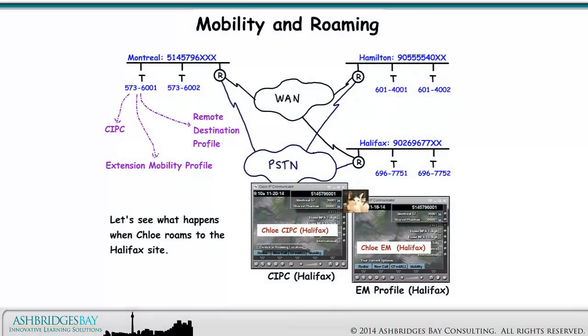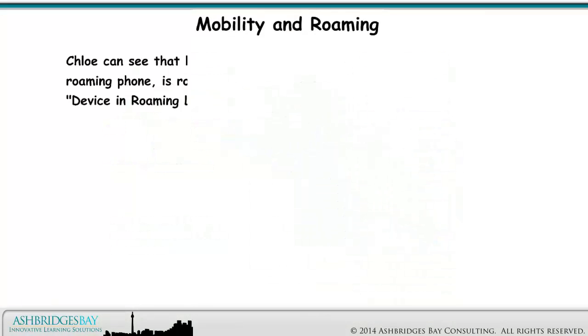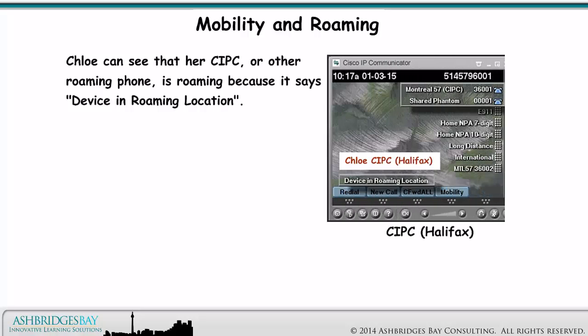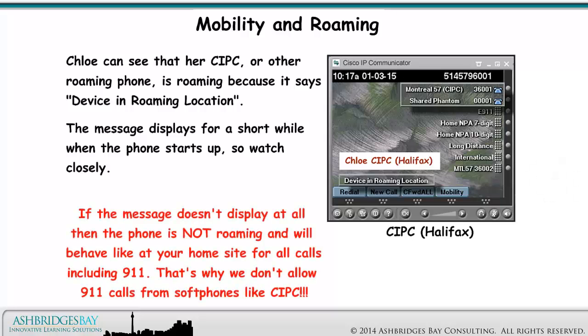Let's see what happens when Chloe roams to the Halifax site. Chloe can see that her CIPC or other roaming phone is roaming because it says device in roaming location. The message displays for a short while when the phone starts up, so watch closely. If the message doesn't display at all, then the phone is not roaming and will behave like at your home site for all calls including 911. That's why we don't allow 911 calls from soft phones like CIPC.